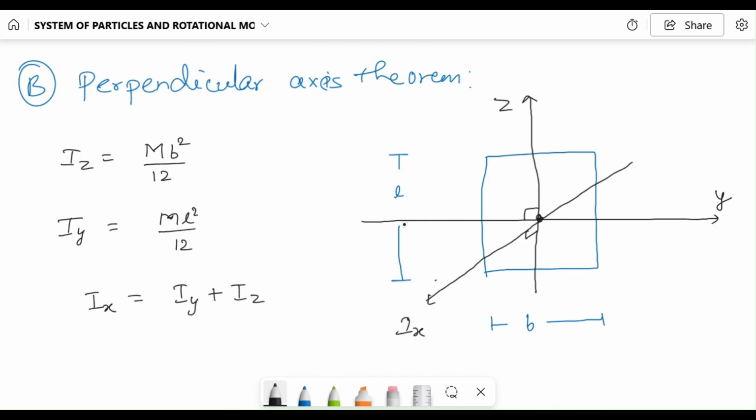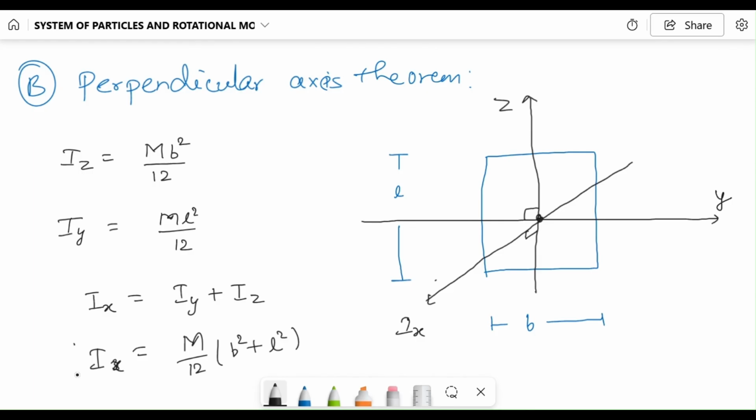These two y and z axes are in the same plane, perpendicular to each other, and the x-axis is perpendicular to that plane. So if we want to know Ix here, we can simply add these, and then we will have m times b square plus l square, divided by 12.